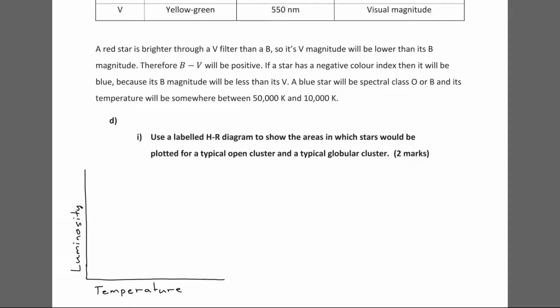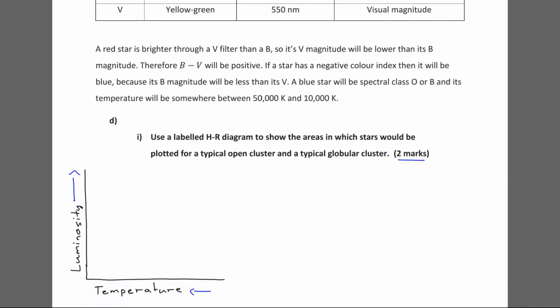Now we can plot these groups of stars on an HR diagram which plots luminosity versus temperature. We've got temperature increasing going this way, and luminosity increasing going up the scale. It's assumed that this knowledge is here, or that the scales are oriented this way, and we don't have to include any numbers on this scale. It's only a 2-mark question, so we can keep it pretty simple.